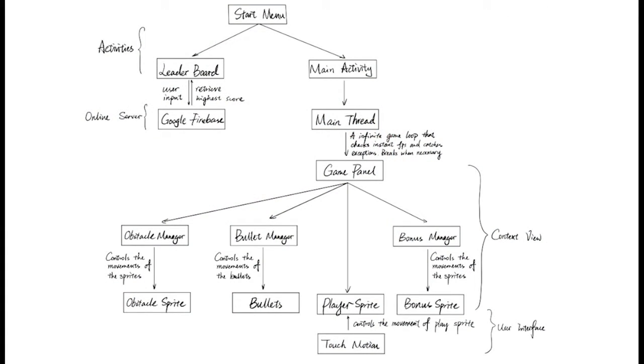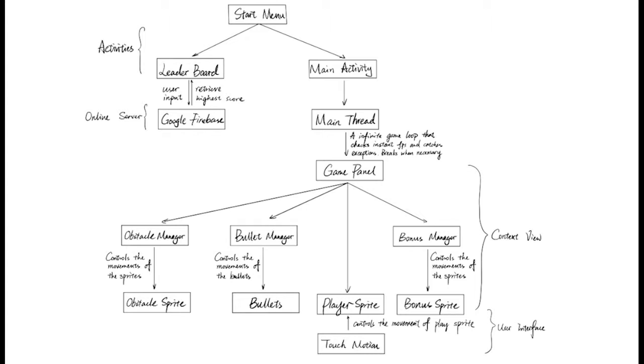Here is the overall software architecture. Our software has 3 activities: Start menu activity, leaderboard activity, and main activity. Start menu activity is presented when the app is launched. It has 2 buttons. One of them leads the user to leaderboard activity and the other one leads the user to main activity. In leaderboard activity, user can input name and score that can be saved on Google Firebase. They will be sorted and the high score can be retrieved by our app.